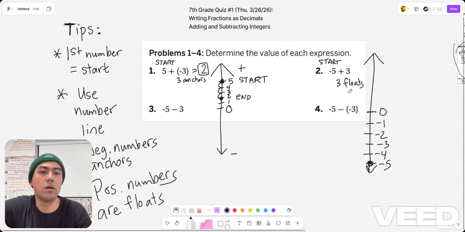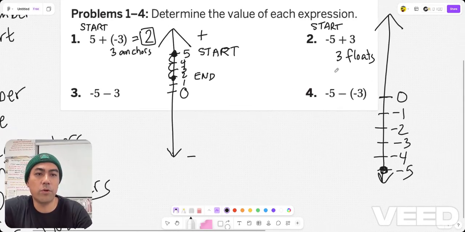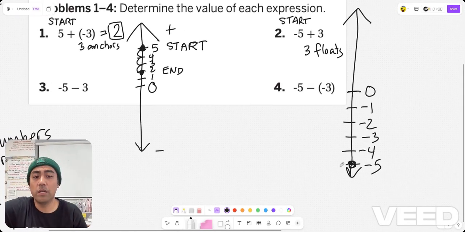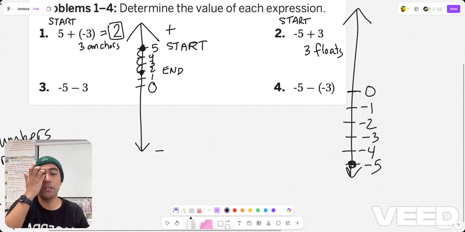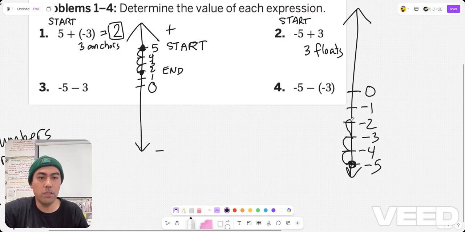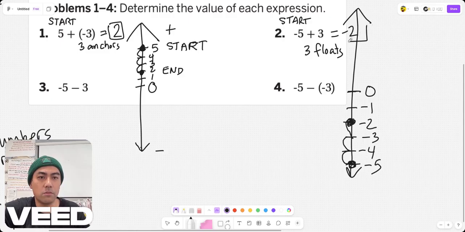Okay, so we started at -5. We're adding 3 floats. If we're adding 3 floats, are we going up or are we going down? Floats make things go up. Okay, so we're gonna go up 3. 1, 2, and 3, and here we are. Our final answer is -2, therefore -2. Okay?